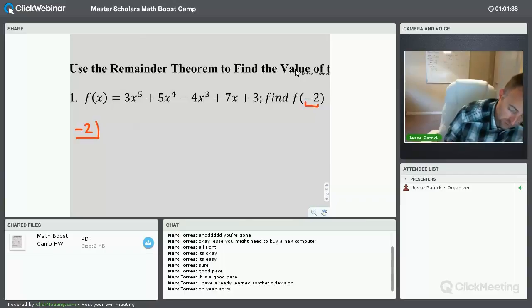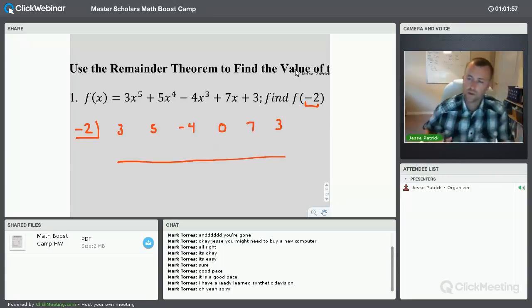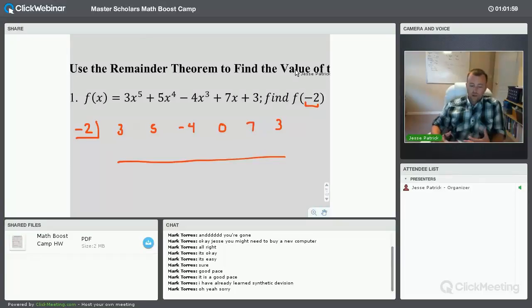So here's what we would do. We'd write down negative 2. That's the root we're going to be trying to divide out. Your coefficients are 3, 5, negative 4. I'm skipping x squared, so you have to write that in. That'd be 0. And then 7x, and then 3. Notice all those numbers are small, and the numbers I would normally be scared of, we're not even dealing with, which is the x to the 5th, the x to the 4th, and the x to the 3rd. I don't have to worry about those. So that makes this a lot simpler.